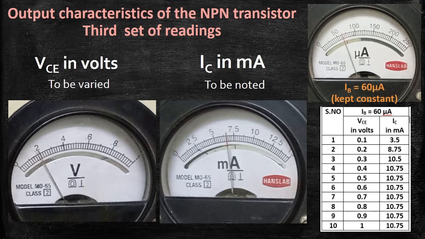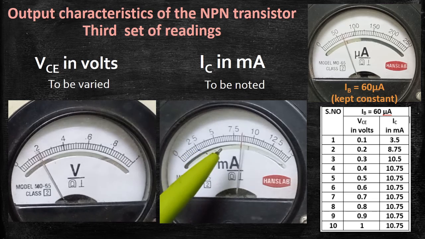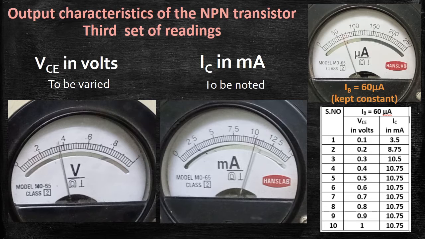Look at that. Now you check the IB value often. That should be kept exactly at 60 microampere. Note down the reading here. 10, 20, 30. It is coinciding with 35th division. 35 into 0.25, 8.75 is the reading. Now it is going to be increased from 0.2 to 0.3.